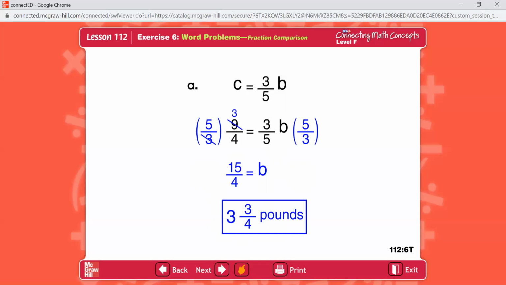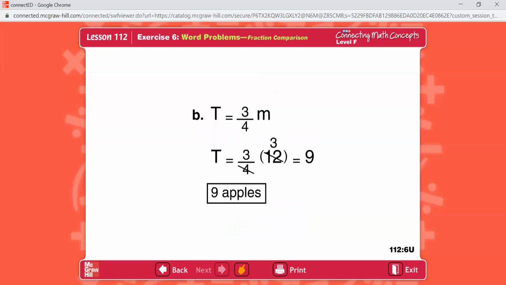Here's your answer. Problem B. Tamir picked 3/4 as many apples as his mom picked. His mom picked 12 apples. How many apples did Tamir pick? Write the letter equation, replace one of the letters with a number. Pause the video now to work the problem. Resume when you're ready to check your work. Here is what you should have.